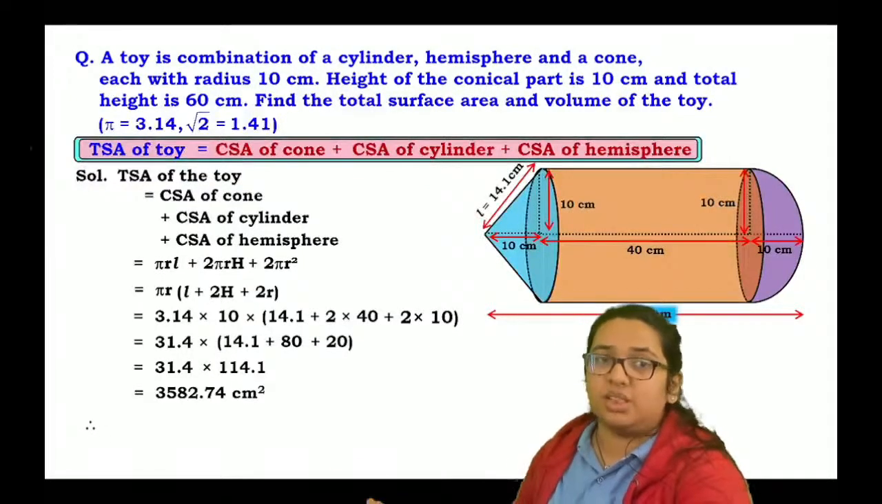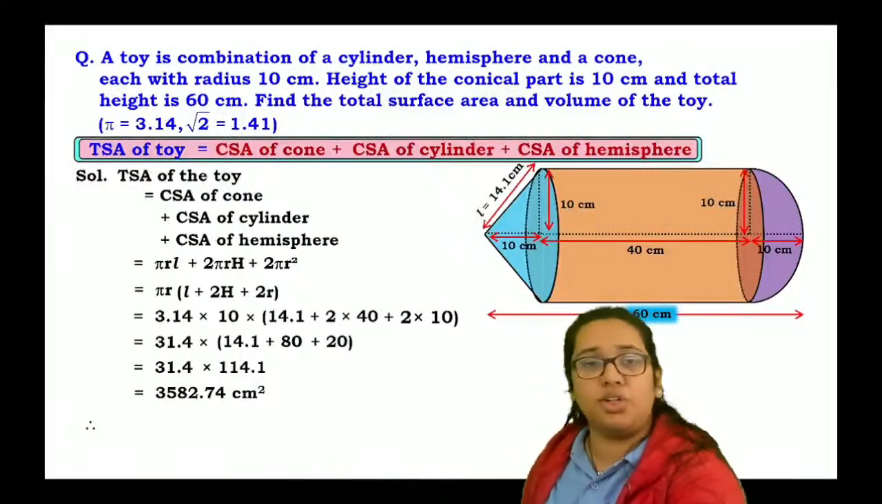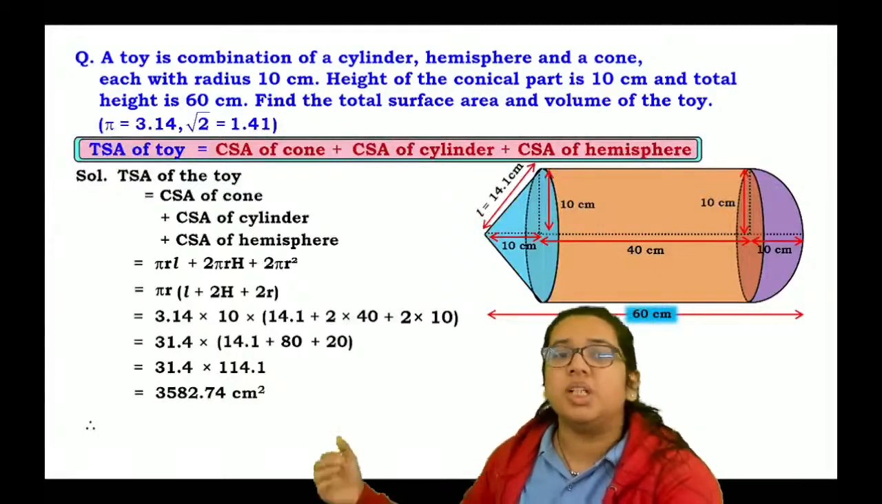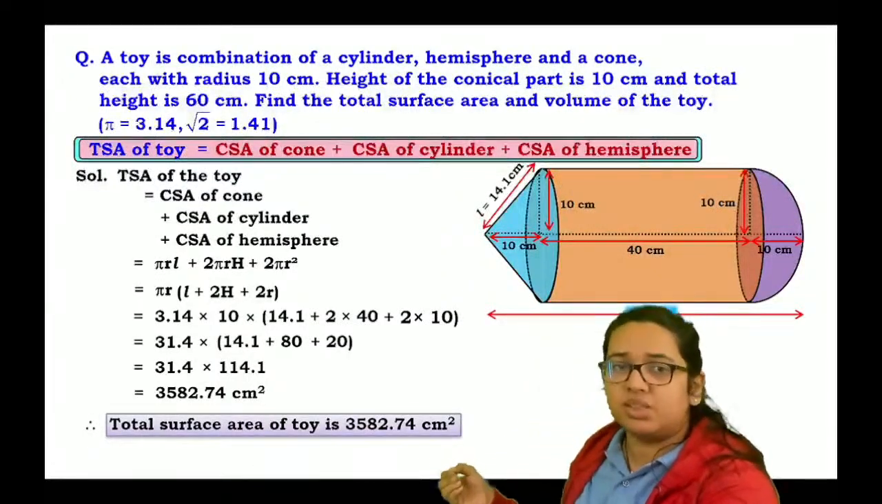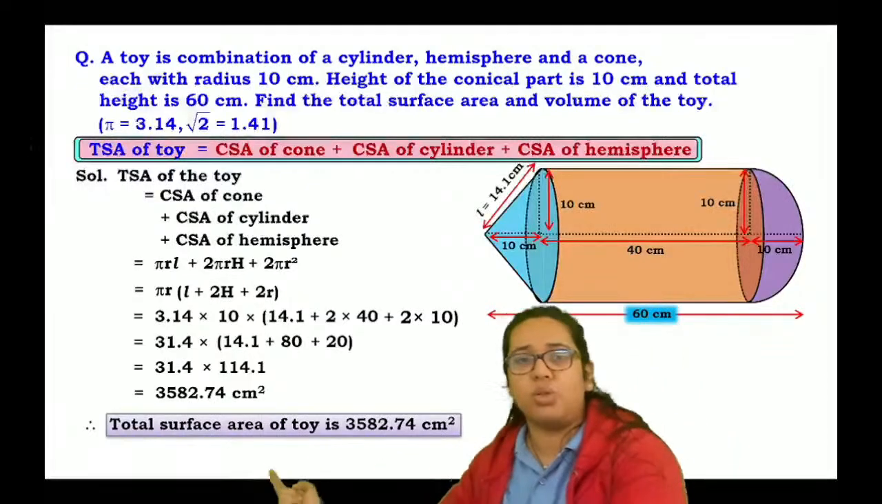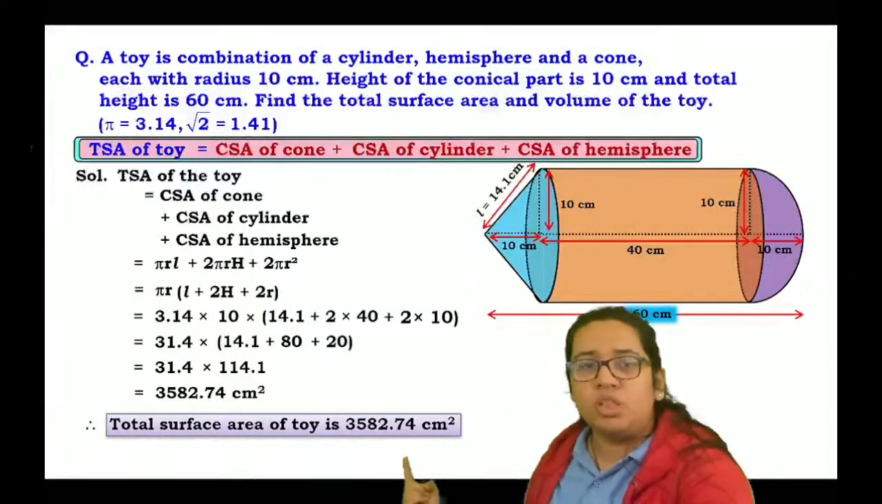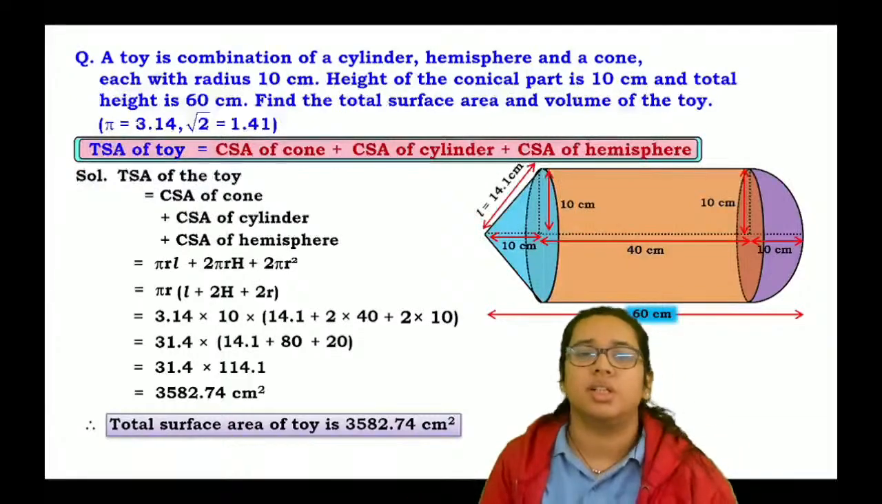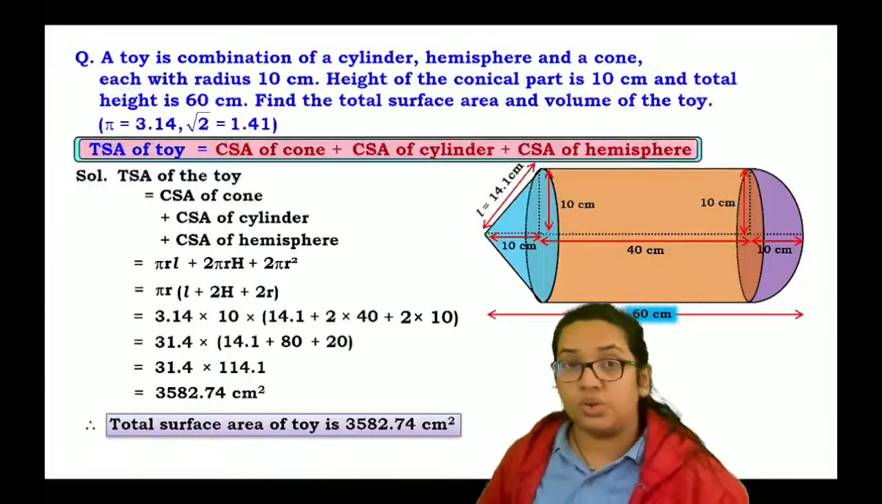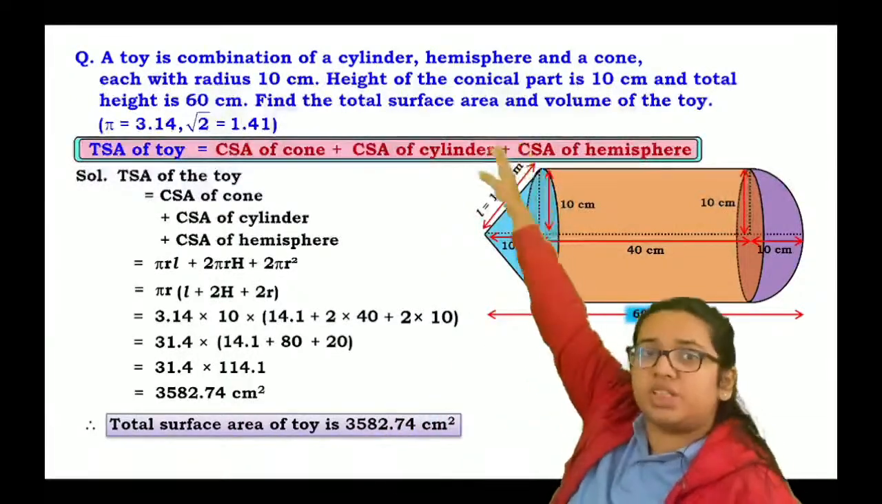So its answer will be, the total surface area of the toy will be 3582.74 square centimeter. Hence the total surface area of the toy will be 3582.74 square centimeter. So we have done with the first part.